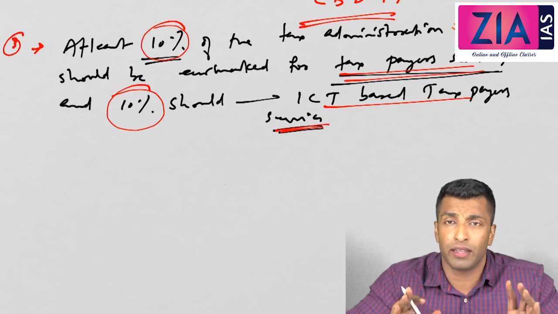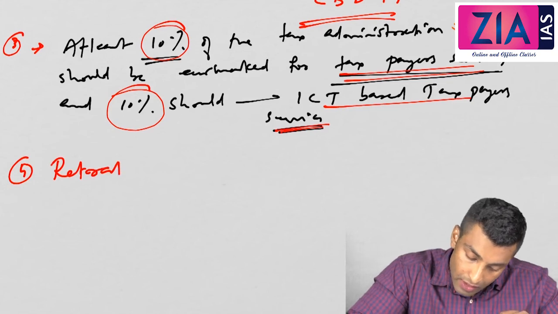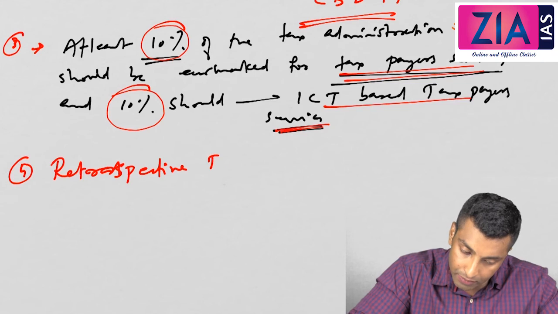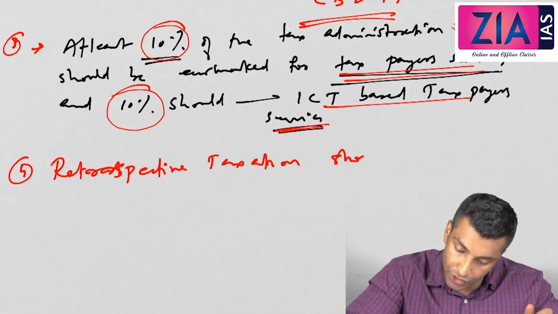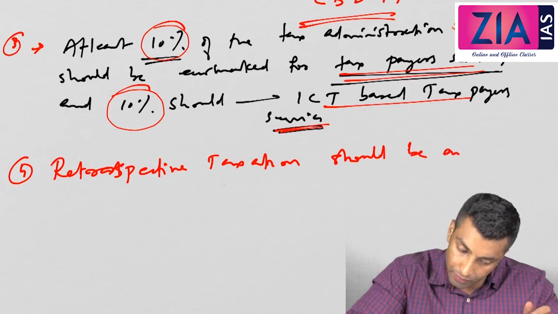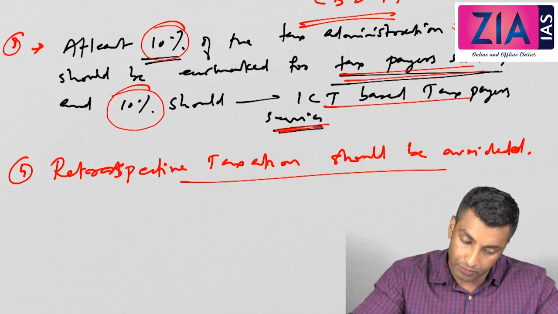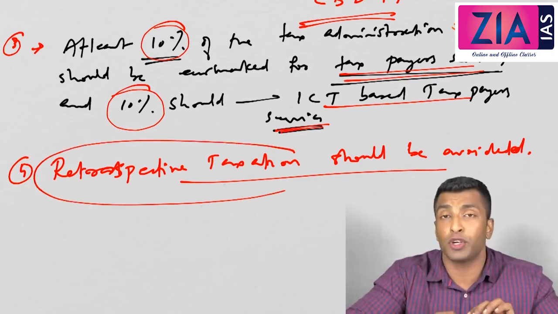Next recommendation is very important. The term is also important. I'll explain that. The 4th point, retrospective taxation should be avoided. Okay, see, what do you mean by retrospective taxation?